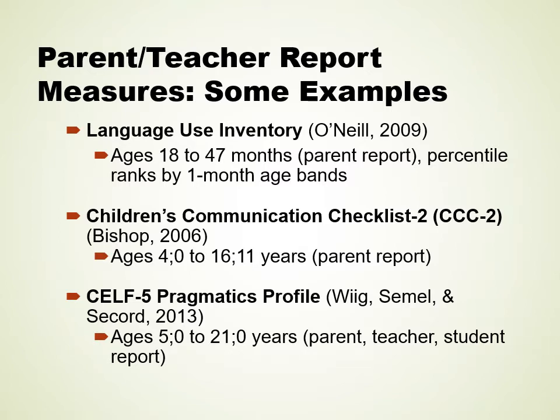For preschoolers, there's the Language Use Inventory from ages 18 to 47 months. For students between the ages of 4 years to 16 years, there's the Children's Communication Checklist, or the CCC2. We'll be focusing on this one in just a bit. And then, of course, many of our omnibus measures have parent report measures now. For example, there's the Social Emotional Evaluation (SEE) Pragmatics Profile, which is for ages 5 to 21 years and can be completed by the parent, teacher, or even the student.